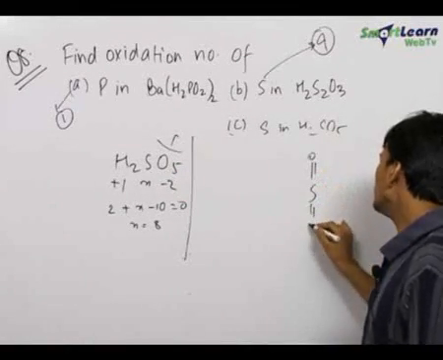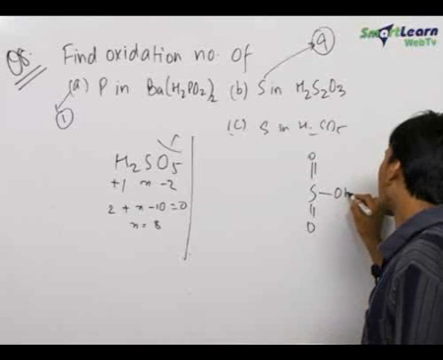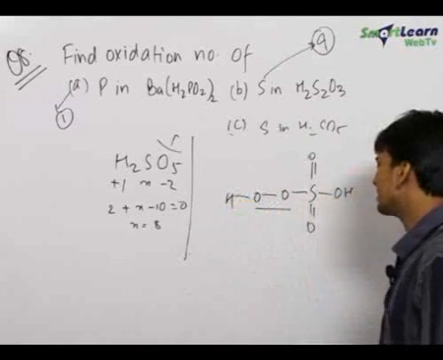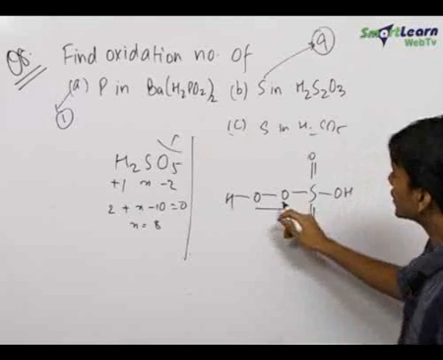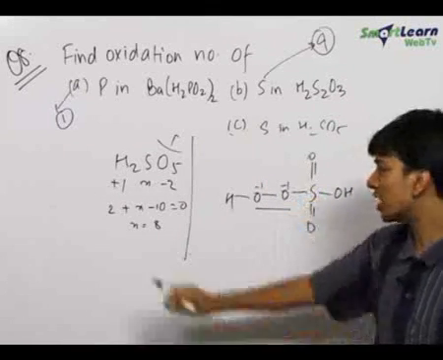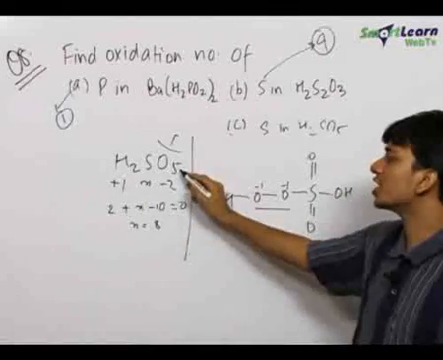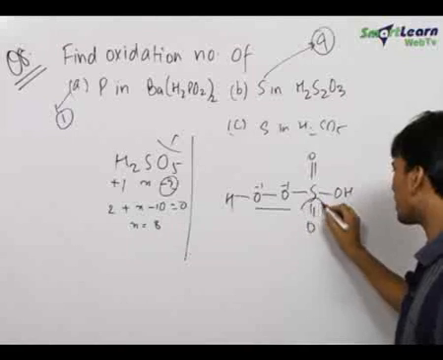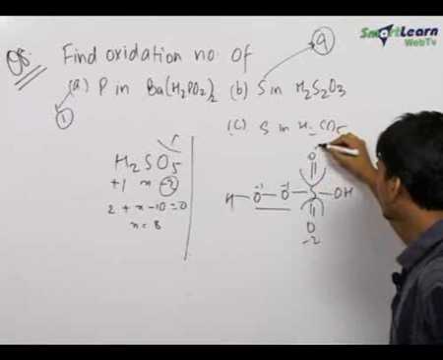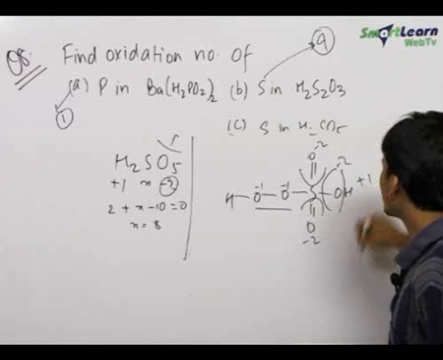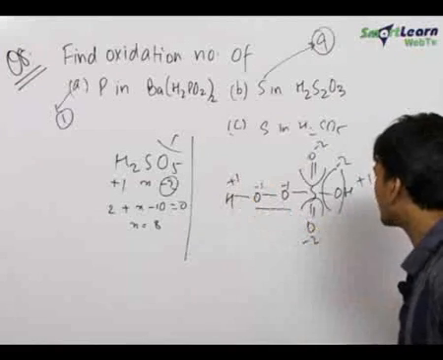The figure of H2SO5 is like this. It has a peroxide linkage due to which the oxidation number of each of the oxygen atoms in it is minus 1. So the mistake which we made over here was that we assumed the oxidation number of each of the oxygen atoms to be minus 2, which is actually not the case. The oxidation number of this oxygen is minus 2, of this oxygen is minus 2, of this oxygen is also minus 2, the oxidation number of this hydrogen is plus 1, this hydrogen is plus 1.